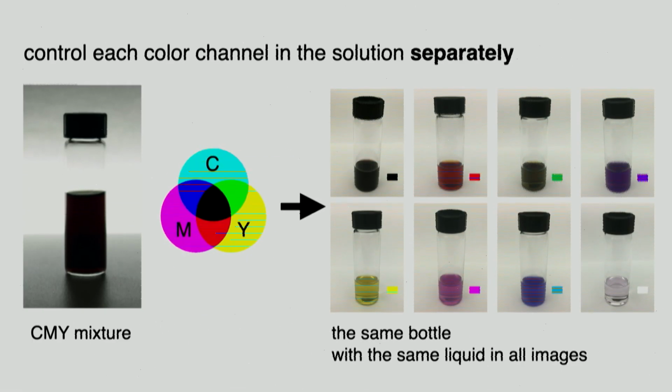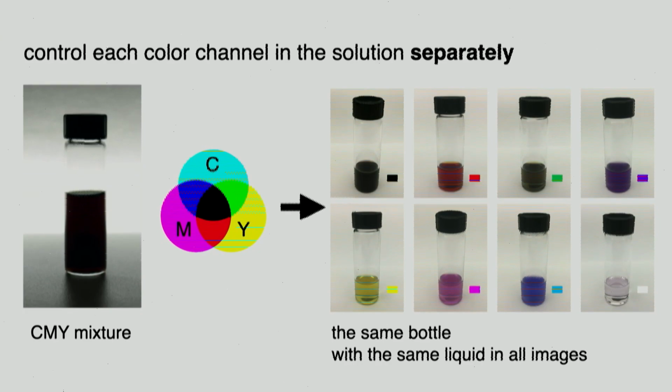So this is not yet the solution, but just to hammer this point home, this is the same bottle with the same liquid in all the images. And the trick we are doing is, if you think about this bottle contains cyan, magenta, and yellow dye, and if you want to go from black to red, what we have to basically figure out is, how can we make the cyan dye in the bottle transparent?